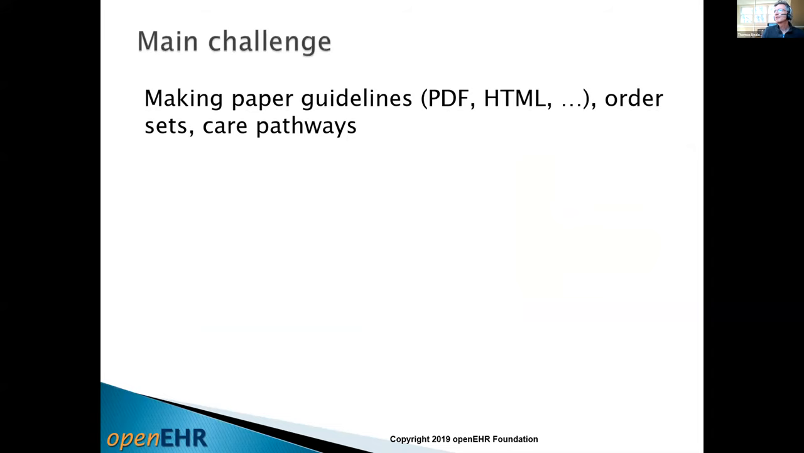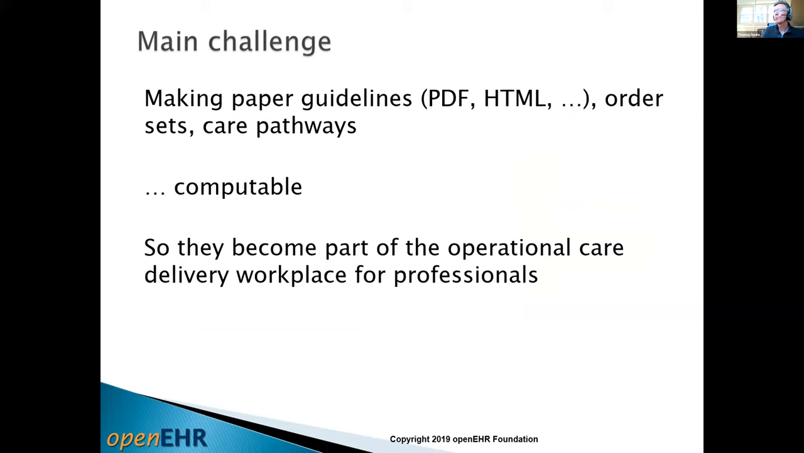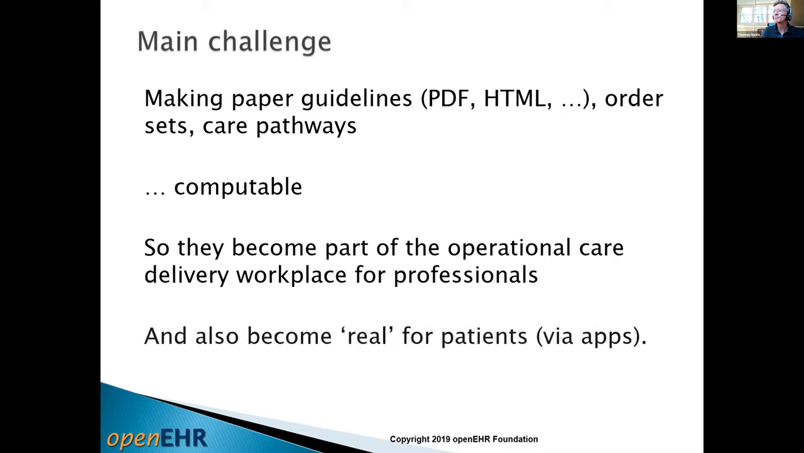Tiny summary of the main challenge: making paper guidelines and other things like order sets and care pathways computable, so they can become a direct part of the operational care delivery workplace for professionals. So part of the cognitive field, especially for you people out there listening right now who are clinical people, not a piece of paper or a PDF that you read at night and try to memorize, but actually just part of your tools, apps, voice activated, whatever it might be. And also for patients. So making stuff that's very well worked out clinically computable, so it becomes part of the real world of care delivery.